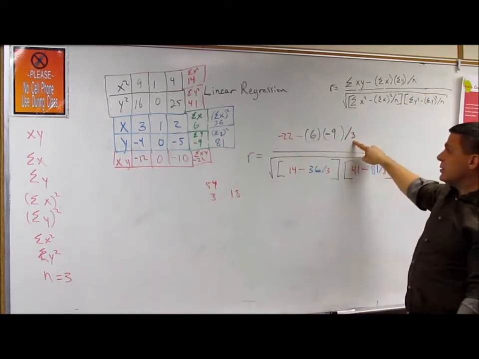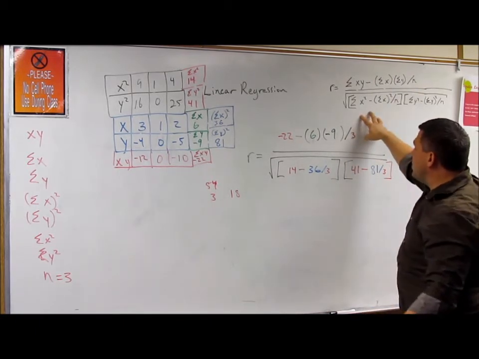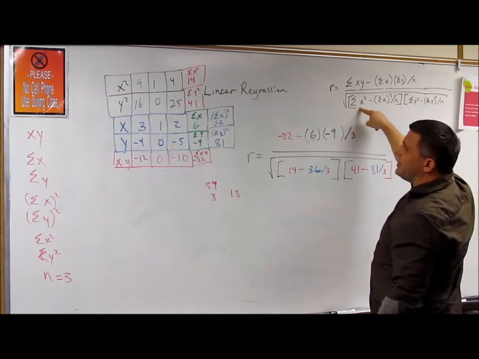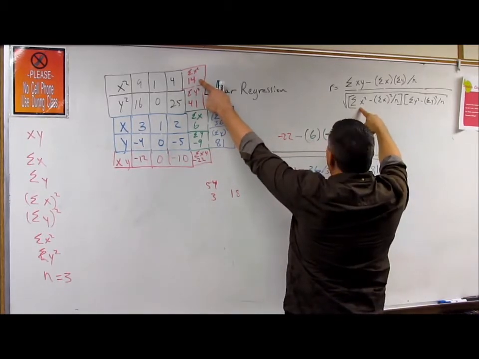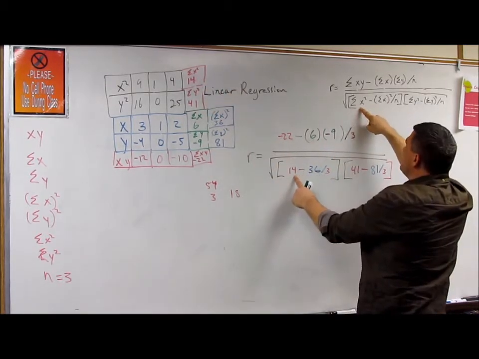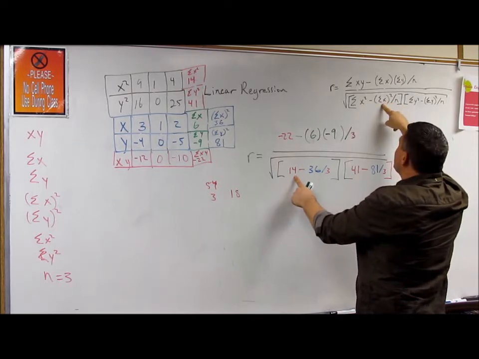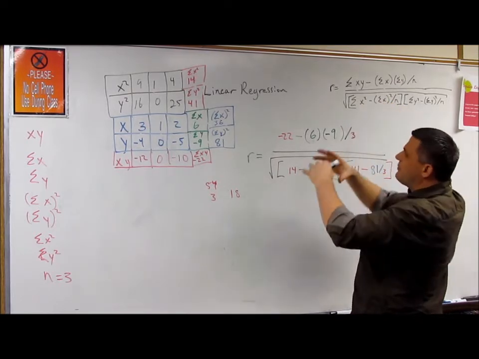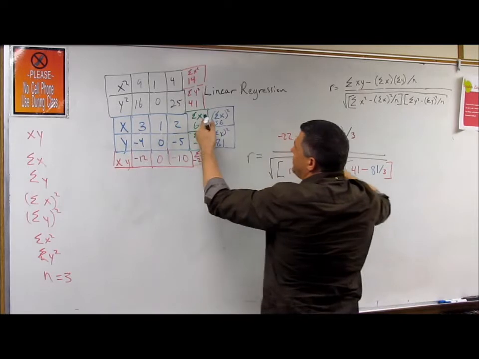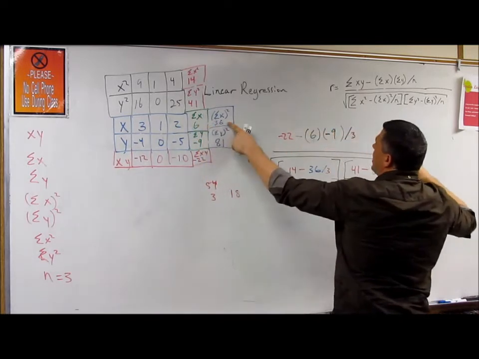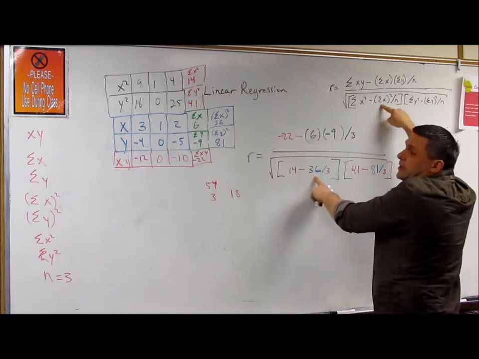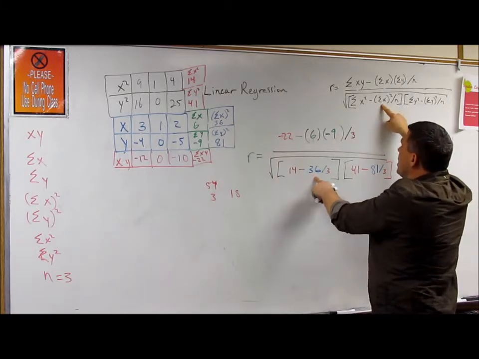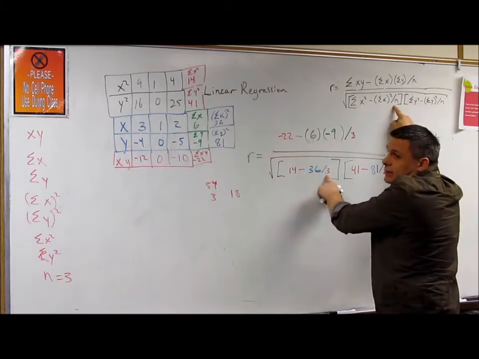Okay? And then I have the bottom equation, which is the sum of the x's squared. The sum of the x's squared is 14, so I'm plugging in 14. Then the sum of the x's, where I added up the x's and then squared it, is 36, so that's where I'm getting the 36. And then the n is still 3.